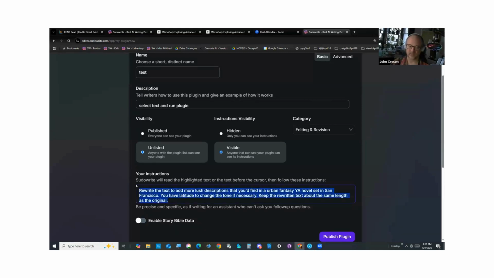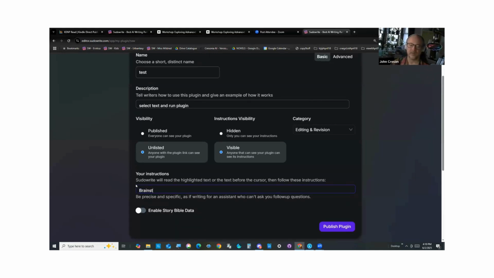brainstorm ideas, story ideas about the text with the text. So something simple instruction. This kind of prompting is all it is. It's not hard to make a plugin.